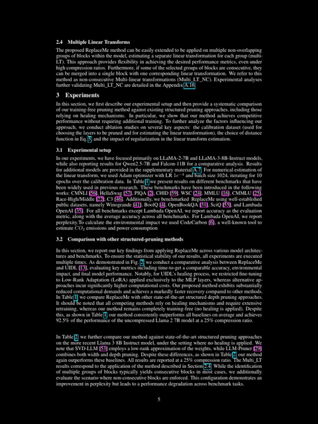In Table 2, we further compare our method against state-of-the-art structured pruning approaches on the more recent Llama 3-8B Instruct model under the setting where no healing is applied. We note that SLEB LLM [53] employs a low-rank approximation of the weights, while LLM-Pruner [29] combines both width and depth pruning. Despite these differences, as shown in Table 2, our method again outperforms these baselines. All results are reported at a 25% compression ratio.